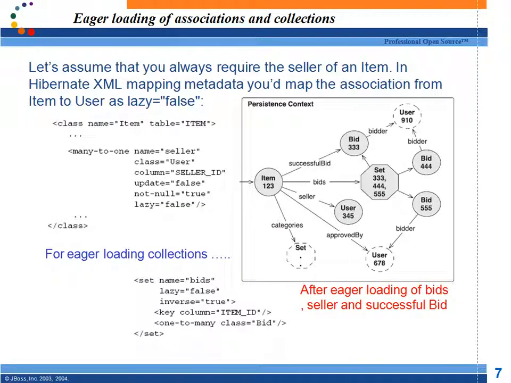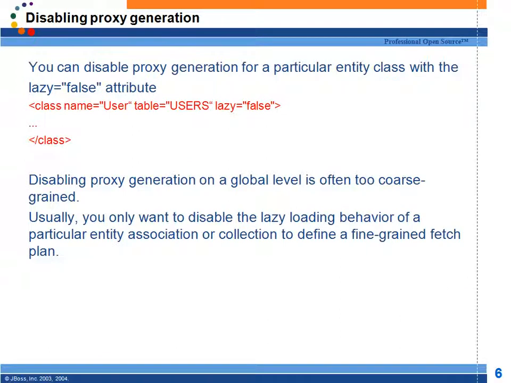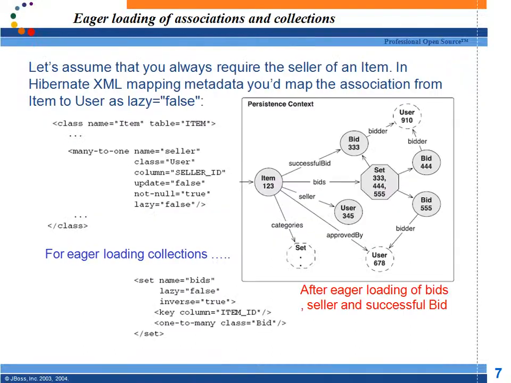Eager loading of associations. One item has one seller of type user. Here you can say lazy equals false. See the difference I am trying to tell. On the class level of user, if I say lazy equals false, all the users will be eagerly loaded, right? But now what I want is that I don't want all the users to be automatically loaded.